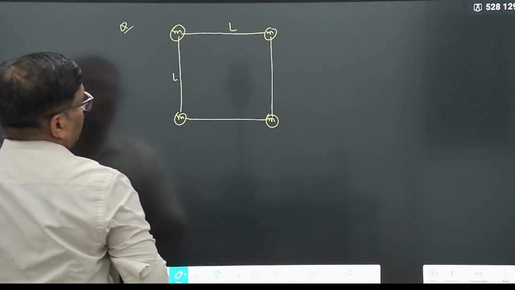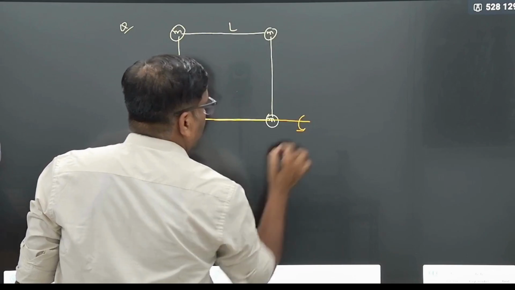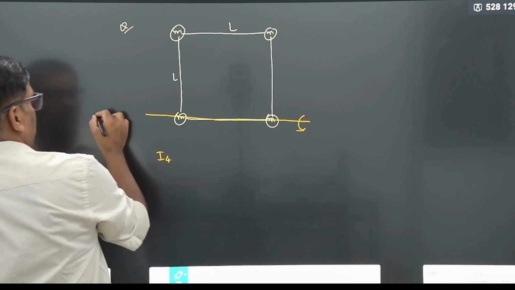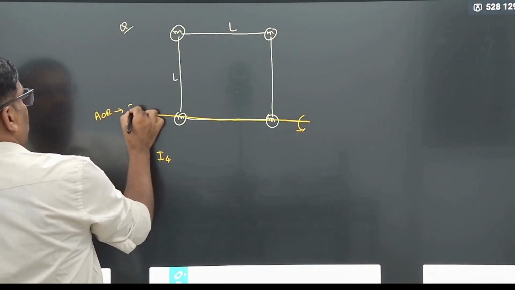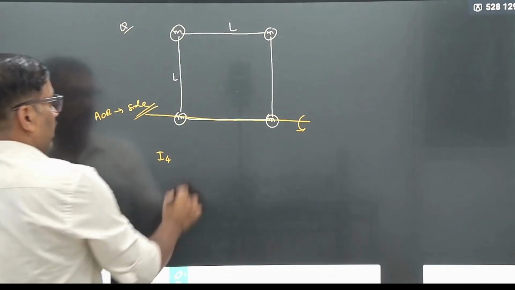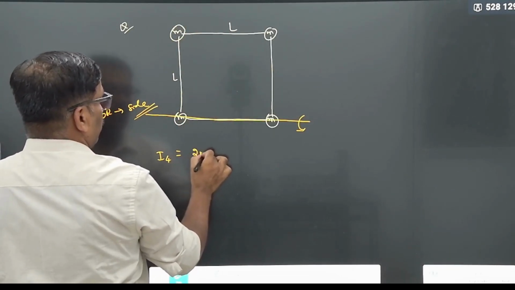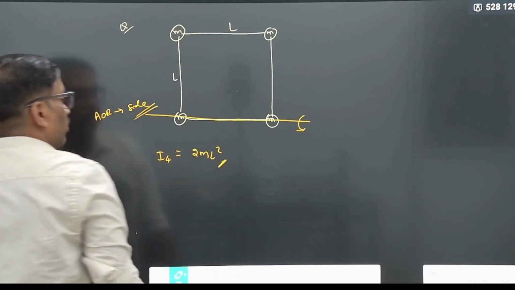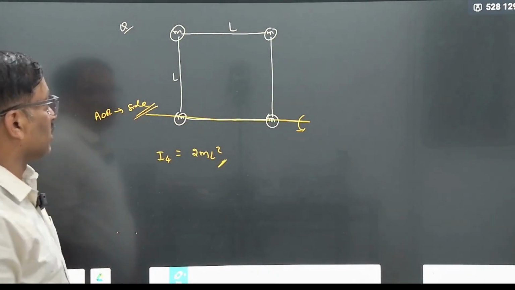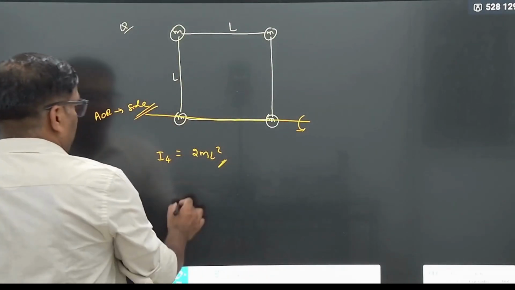So of this one. So if an axis passing through any one of the side, right? So here I am rotating. Therefore this is your I4. What is axis of rotation? Axis of rotation passing along any one of the sides. So what will be the moment of inertia here now? Therefore it will be mL square plus mL square. So 2mL square. It will be your moment of inertia if an axis passing through any one of your side of this one. Clear?